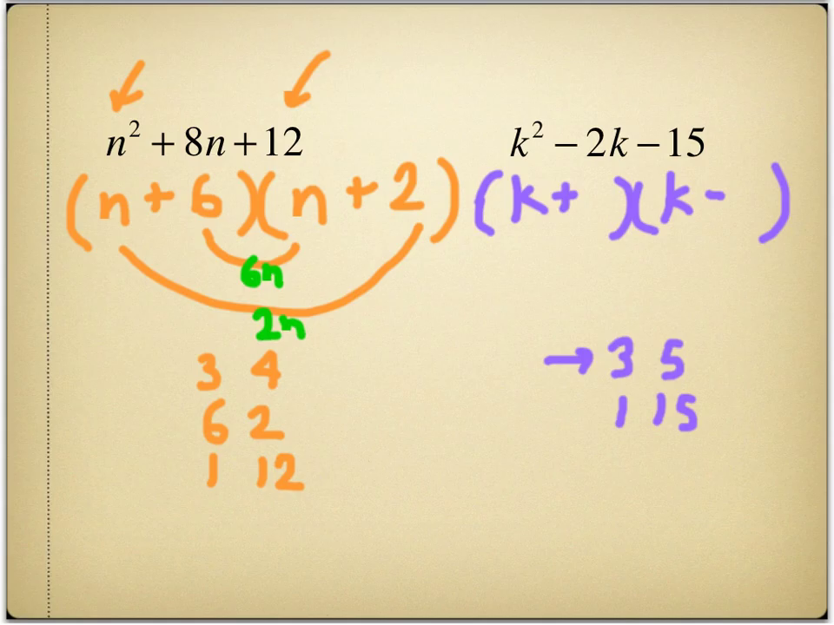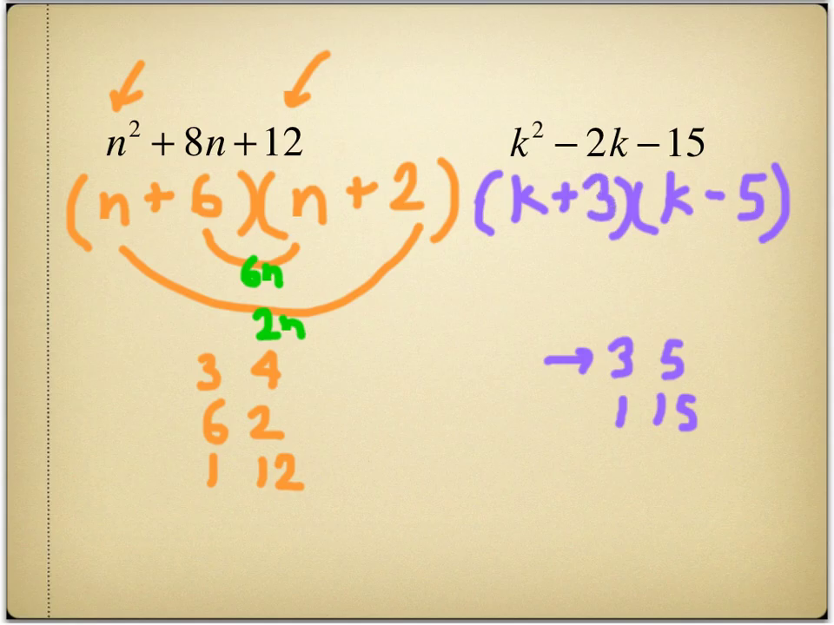Now, how do you decide which one goes here and which one goes here, which one is positive and which one is negative? Well, trial and error oftentimes is what you have to do. Otherwise, noticing that this term in here is negative, that's probably the sign that the bigger factor has to have. Let's try that. I'm going to put a 5 here and the 3 here.